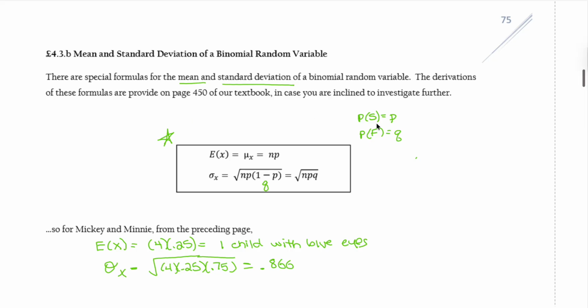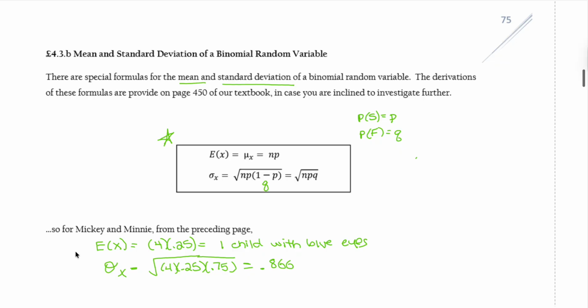So probability of success, also known as P, and probability of failure, we can use Q to represent that. Expected value of x, also known as mu sub x, is equal to n times p. The standard deviation of x is square root of n times p times 1 minus p. 1 minus p is also known as q, because probability of success and failure always add up to 1. Therefore, we can also shorthand it to be square root of npq.